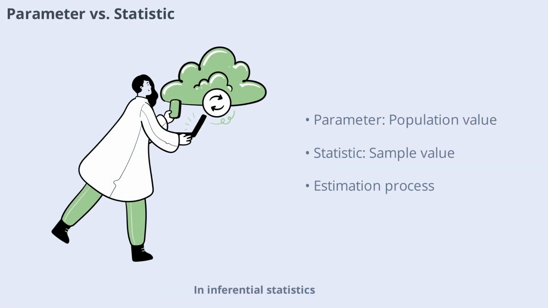In inferential statistics, a parameter is a value that describes a characteristic of a population, like the average height of all adults in a country. A statistic, on the other hand, is a value calculated from a sample, such as the average height of 100 randomly selected adults. We use statistics to estimate parameters since we rarely have access to the entire population.